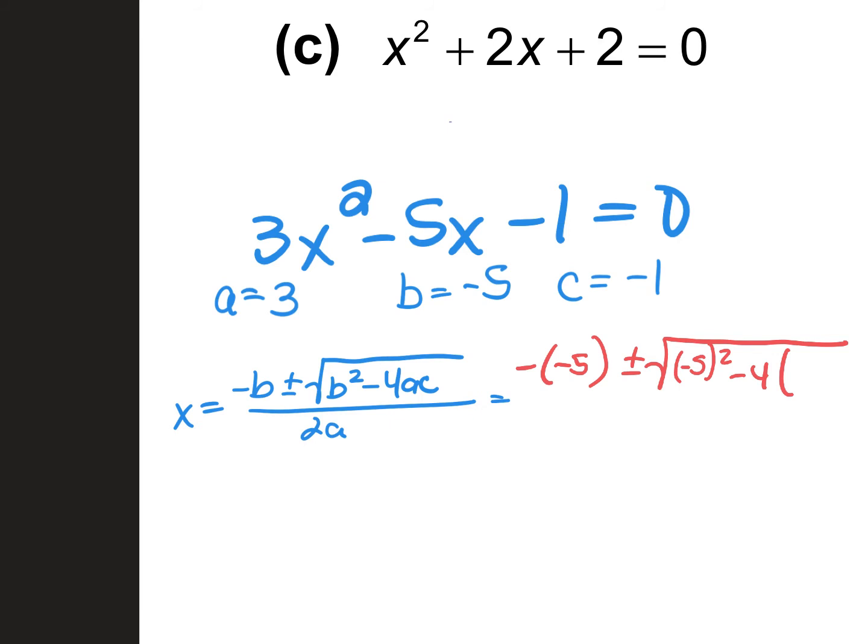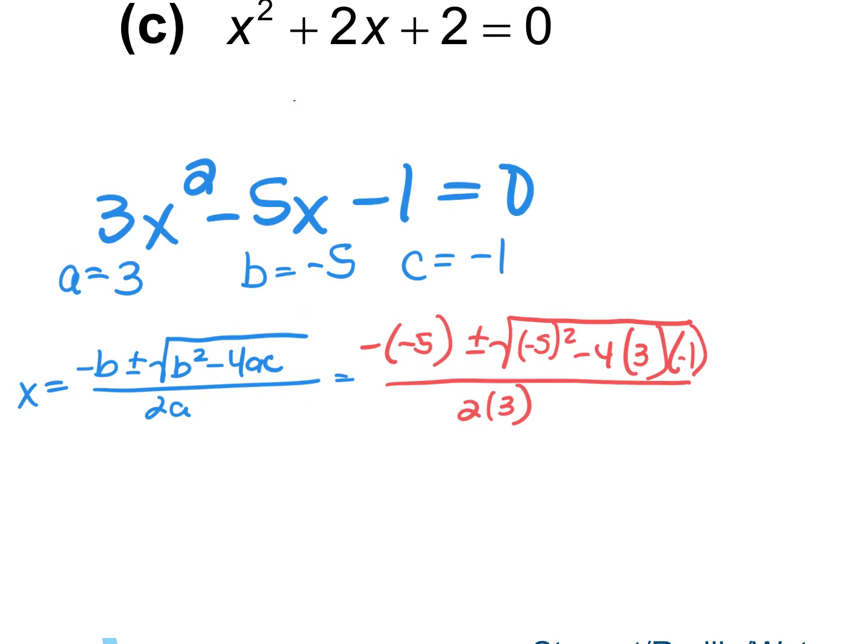-4 times, what's my A term? 3. What's my C term? -1. And I'm going to divide all of it by 2 times what? 3. Take a second. Make sure you got everything right, all your signs and everything. If we miss one sign, everything gets messed up.